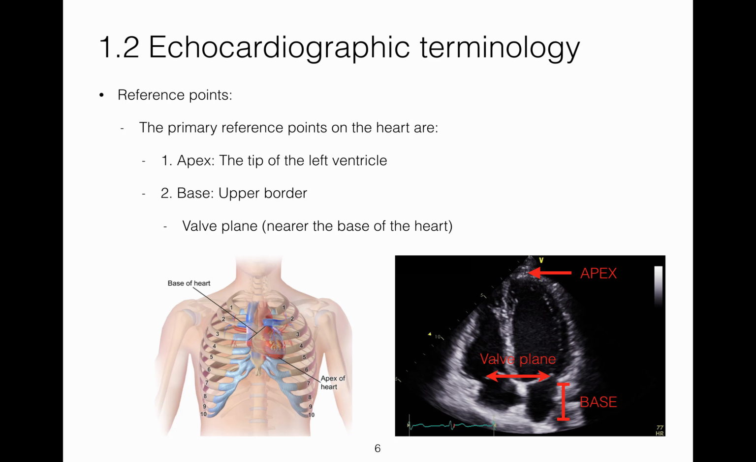Echocardiographic terminology. Echocardiographic reference points. There are 2 primary cardiac reference points. 1. The apex, which is defined as the tip of the left ventricle. And 2. The base, which is a portion of the heart that forms its upper border, opposite the apex. Of note is the fact that all 4 heart valves lie in a similar transverse plane, which is nearer to the base of the heart than to the apex.